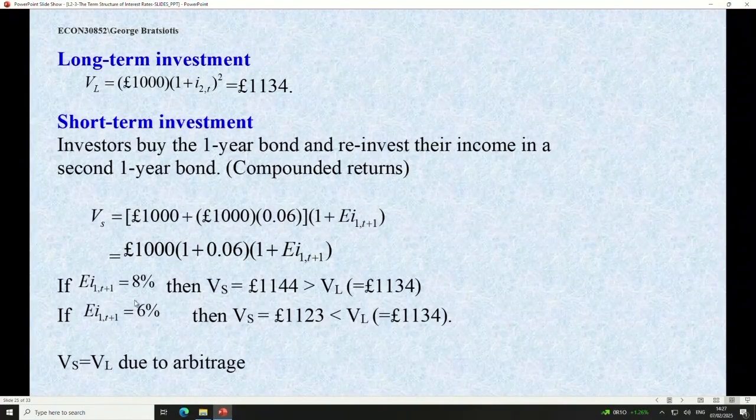So if the expected 1 year rate in the following period is 8%, then this is what you're going to get. You're going to get that from the short-term investment, you get 1,144, which is slightly bigger than if you had the 2-year bond. If, of course, it's 6%, then what you will get is 1,123, which is less than the long-term rate. So that depends on your expectations now.